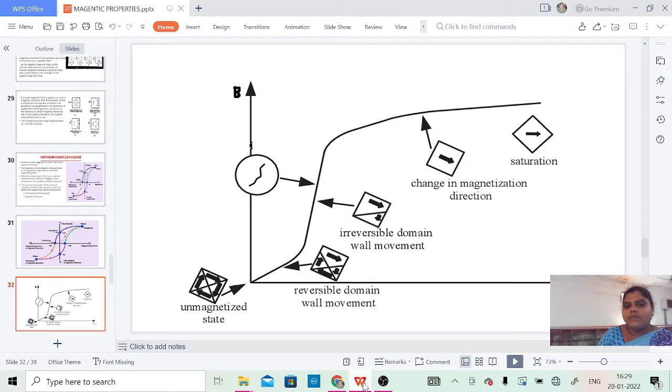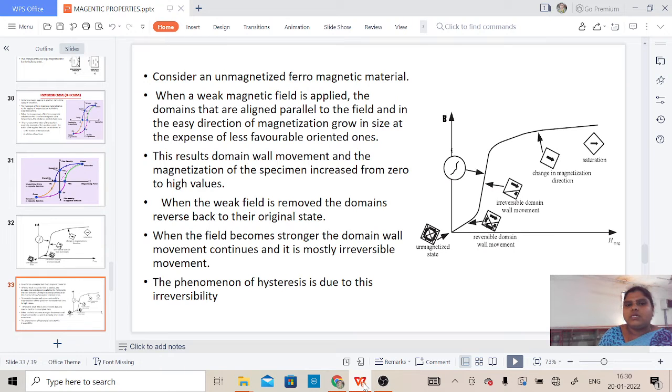What's happening here? Whenever it is in an unmagnetized state, first there is reversible domain wall movement, and next irreversible domain wall movement, a change in magnetization direction, and finally it is in the saturation state. Let us see what that is.